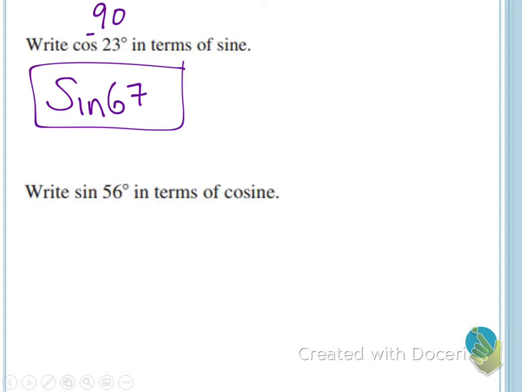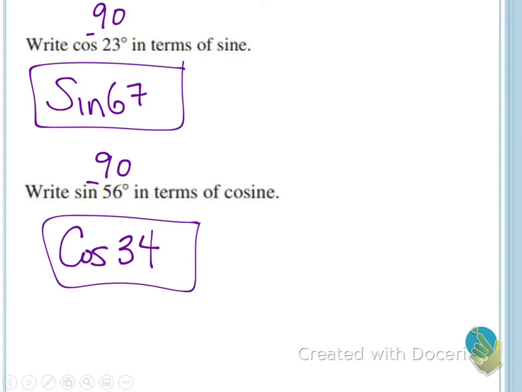All right, and then we're going to do the same thing with the second question. Write sine of 56 in terms of cosine. So you want to write cosine. 90 minus 56 is 34. So again, you can type both of them into your calculator and check that they are the same fraction, or same decimal.